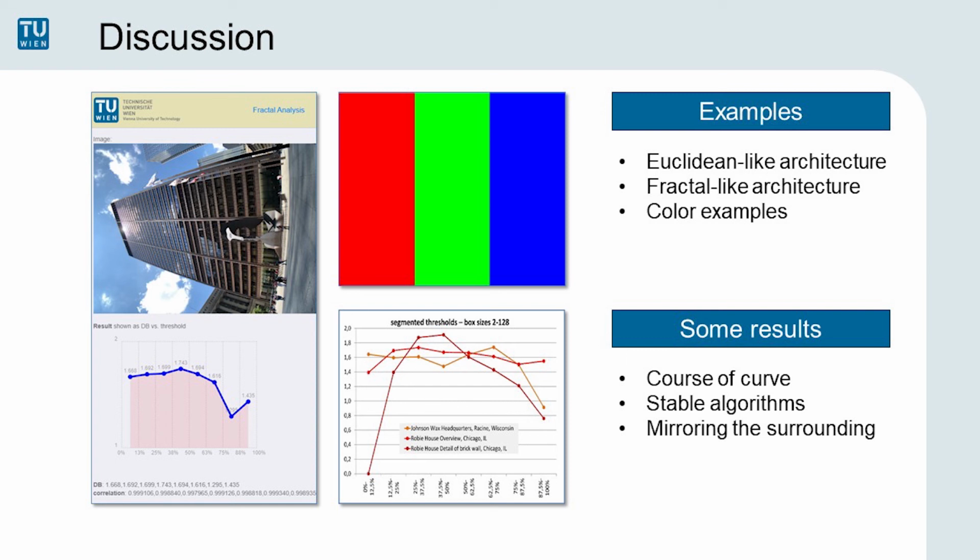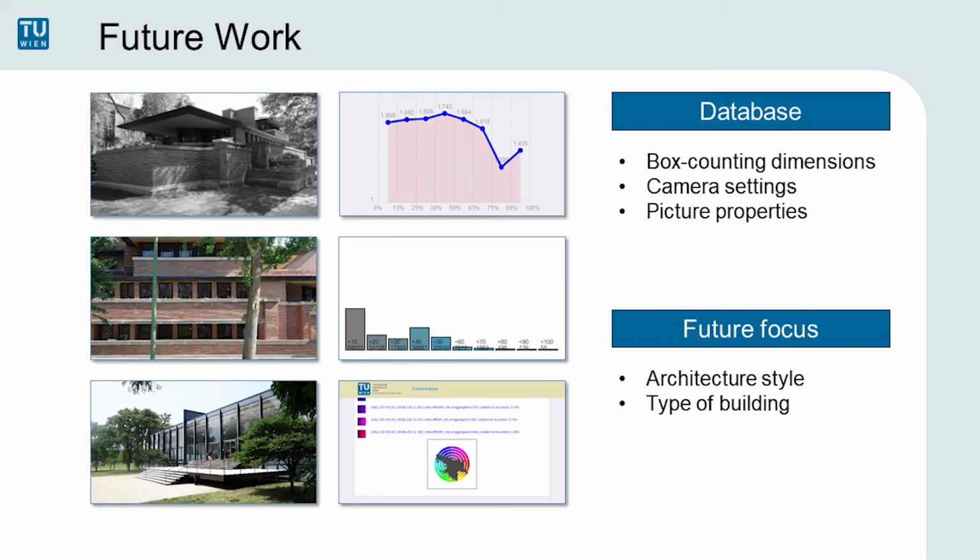What is striking is that skyscrapers, although they offer a smooth glass facade, do not differ much from brick buildings. This is caused by mirroring the surrounding. Another finding is that the color of an image and the camera settings do not seem to correlate with the results. This means that only the content of the image is relevant.